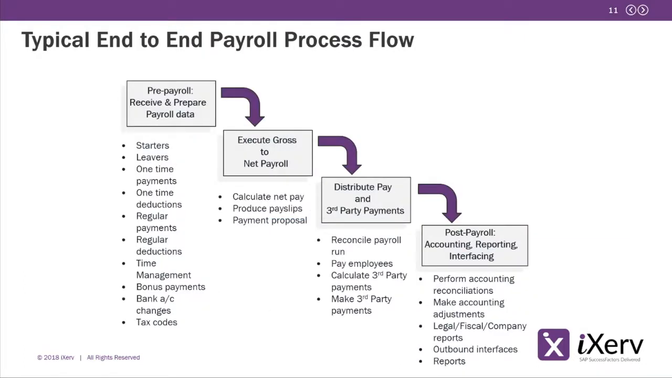So when you look at a typical end-to-end payroll process, you basically see 4 steps. And for any payroll professional on the phone here or anybody that's done SAP payroll before, the 4 major steps are basically pre-payroll, you execute the gross to net, distributing of pay and third-party payments, and then post-payroll, anything around accounting and reporting and interfacing. And of course, we can discuss a lot about what these bullet points underneath say, but in general, this is what we do, right? So let's maybe go to the next one.